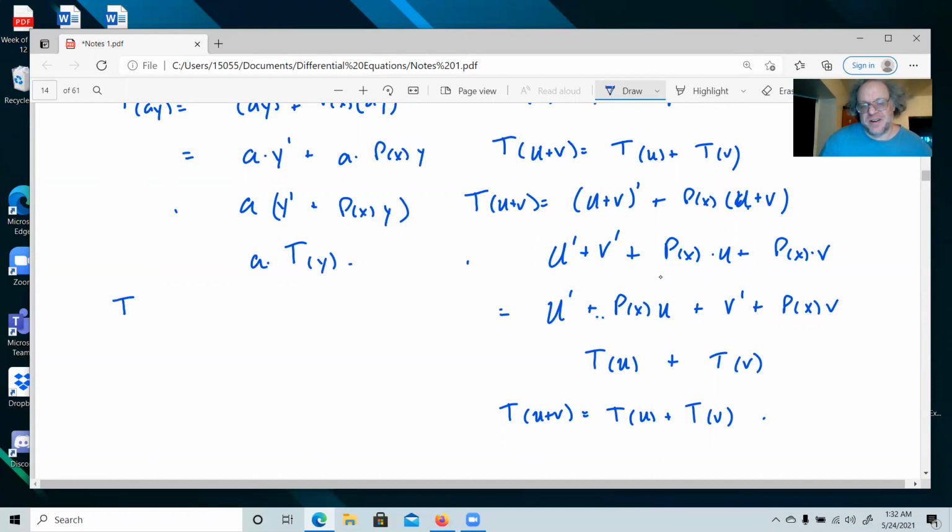Sometimes you say, well, what about T of au plus bv? Is that equal to a T of u plus b T of v? And yeah, that's the equivalent of doing both condition 1 and condition 2. So you can take a small shortcut by doing this with all the pieces, but if you show this, then it's okay. You've got condition 1 and condition 2.